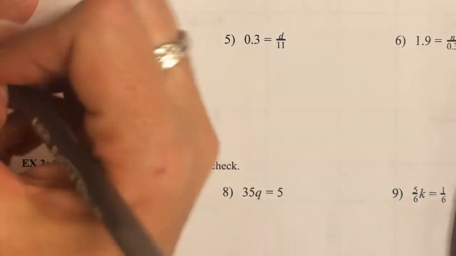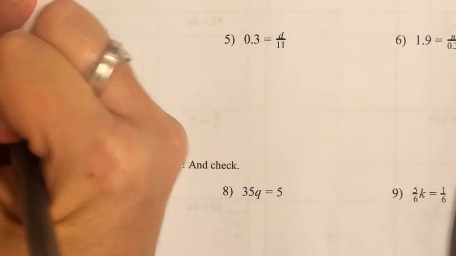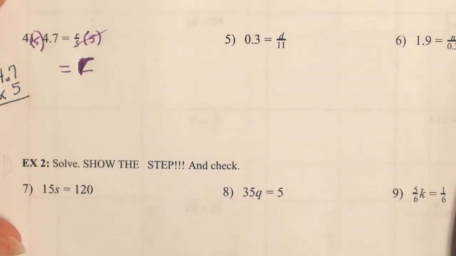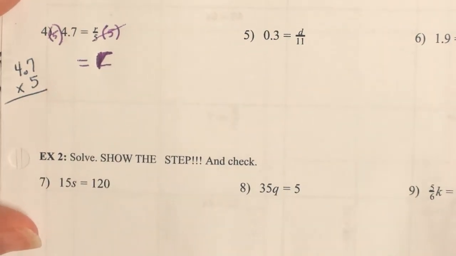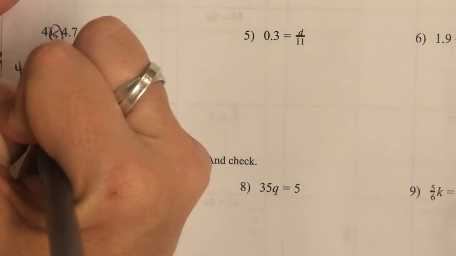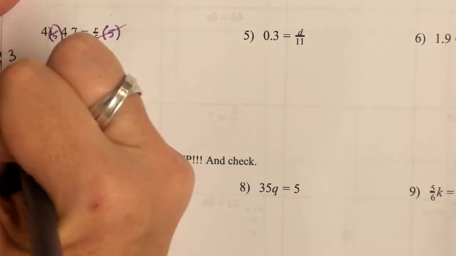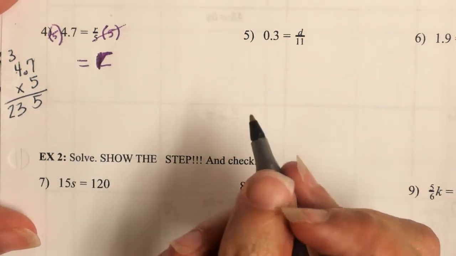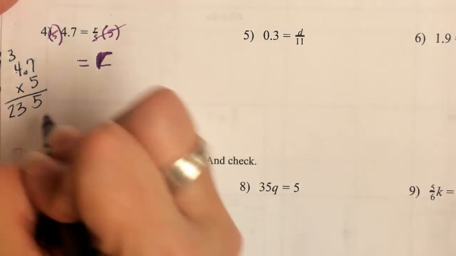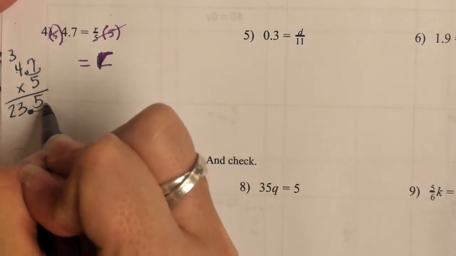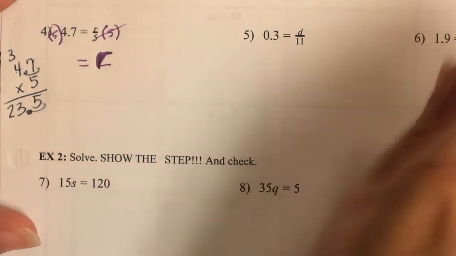4.7 times 5. Listen, we got to remember what we learned about multiplying decimals. So 7 times 5, 35. 20 plus 3, 23. Where should my decimal be? Yes. Listen, one number behind the decimal, one number behind the decimal.